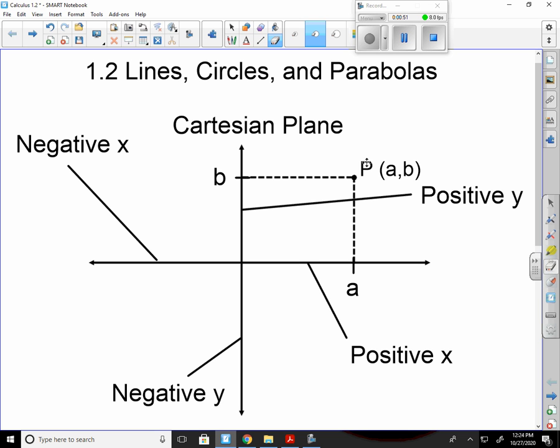If I have a point AB, A is how far out I went on the x, and B is how far up I went on the y, or down, depending on where the point is.